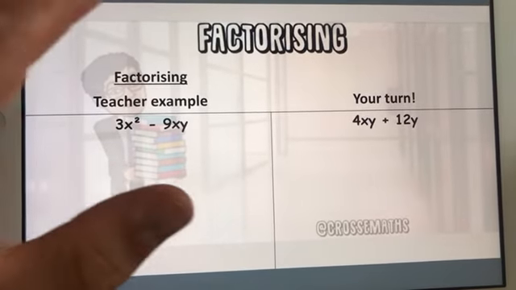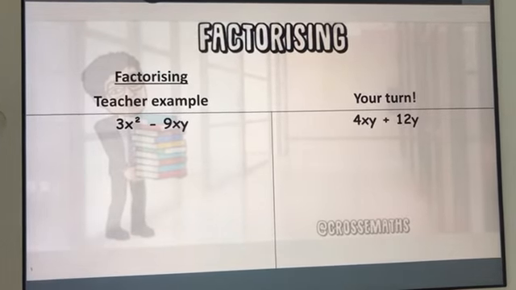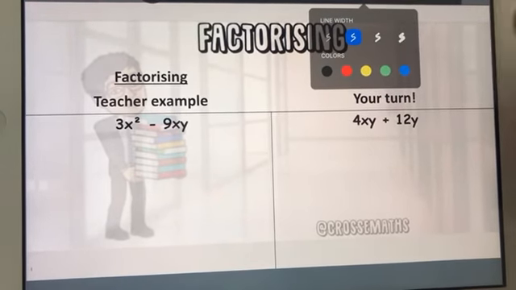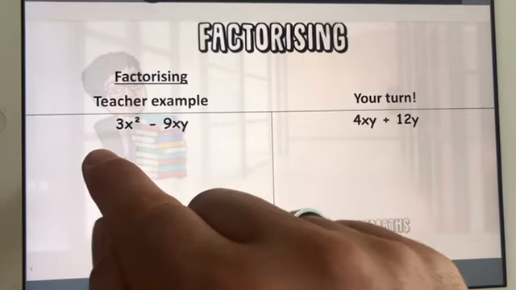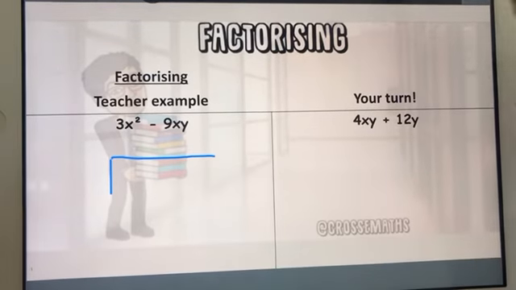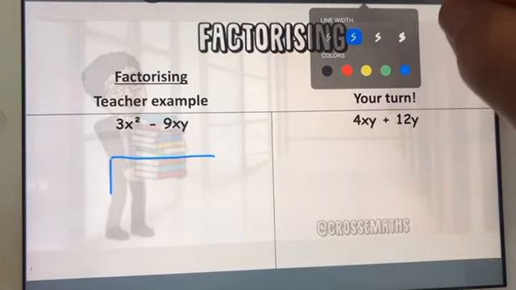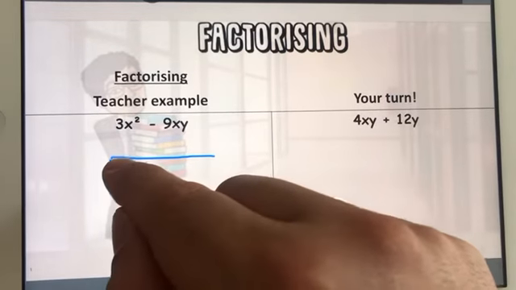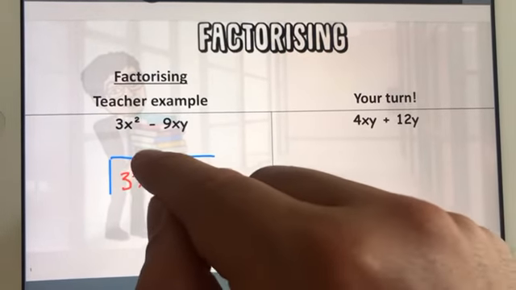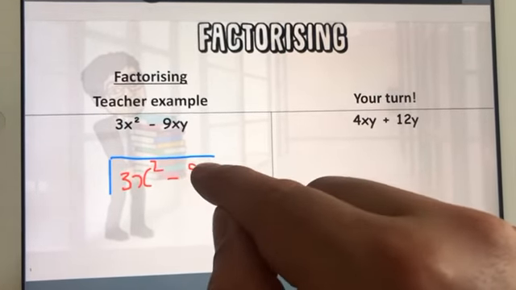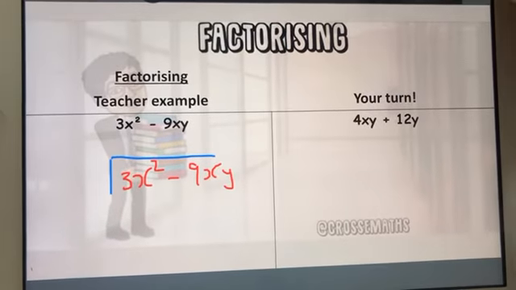Right then, so next one, moving on to more difficult factorising now. Similar thing to before, I'm going to put it back in underneath my bus stop, exactly the same as I did last time. However, this time I've got extra bits going on. I've got a 3x squared, take away a 9xy. So there's a bit more going on this time.